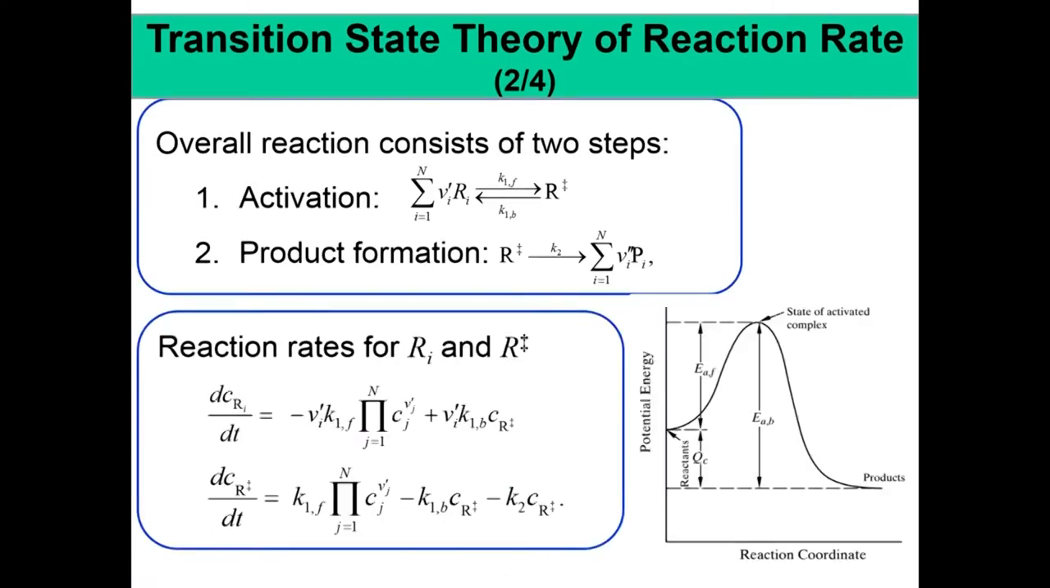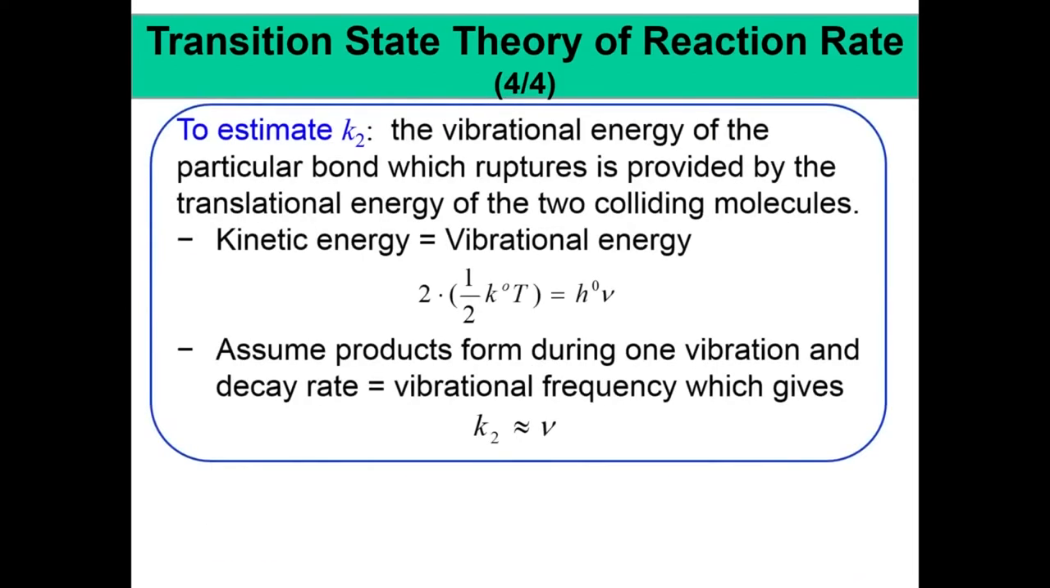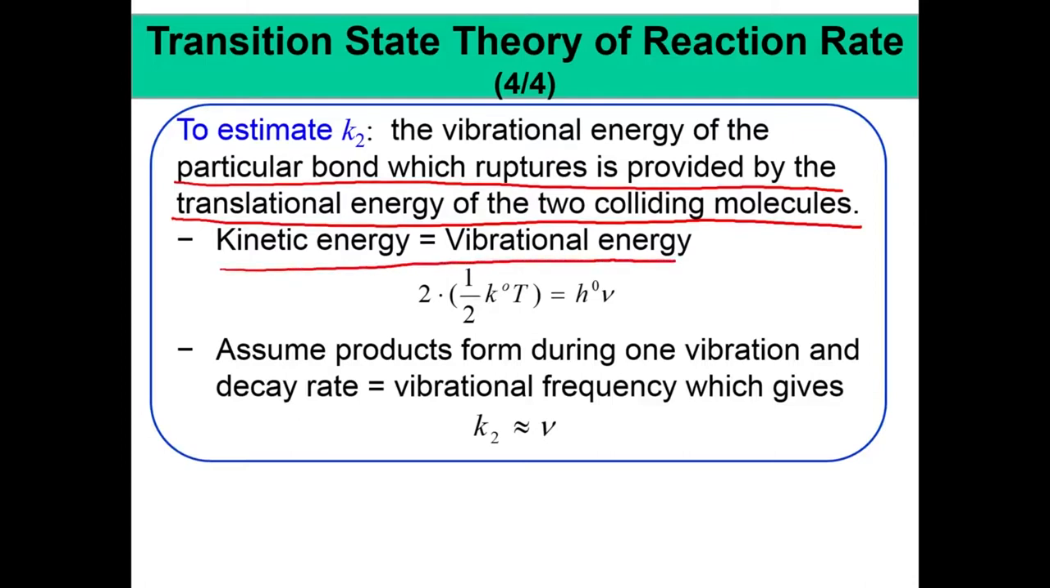Alright. Now, how do you obtain KC cross? We can obtain KC cross by the equilibrium, which can be tabulated. Obtaining KC is not difficult. Obtaining K2 is the difficult part. We can obtain K2 by considering that the vibrational energy of the particular bond which ruptures is provided by the translational kinetic energy of the two colliding molecules. This is where the collision comes in. So we assume that the collisional kinetic energy is equal to the vibrational energy.